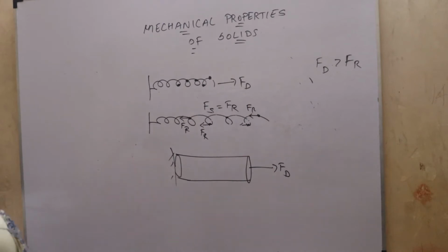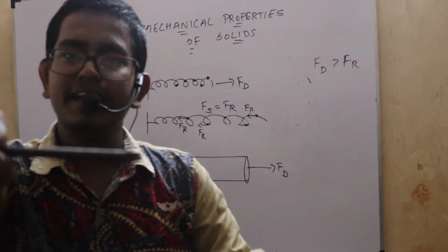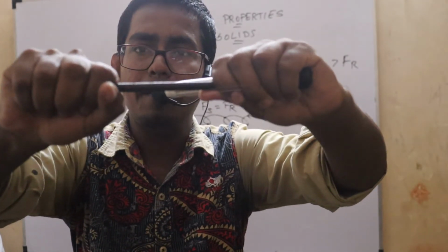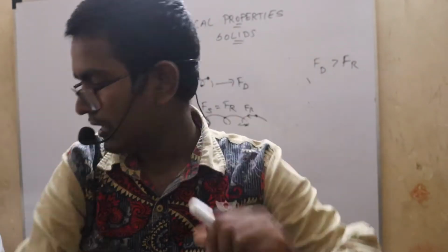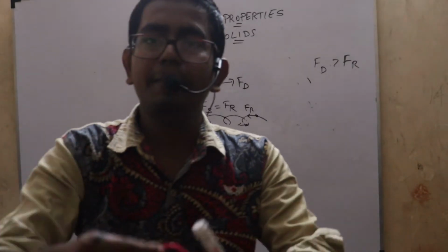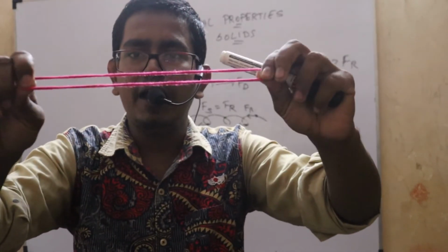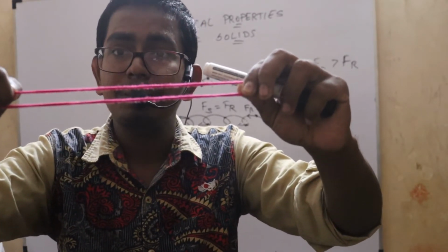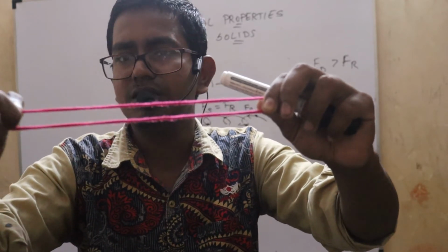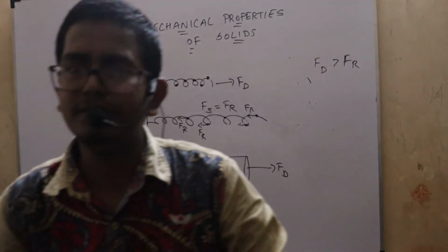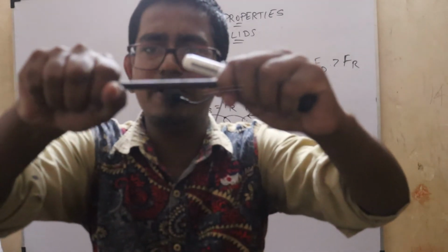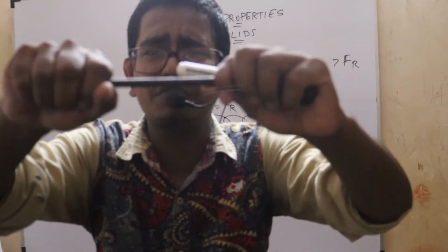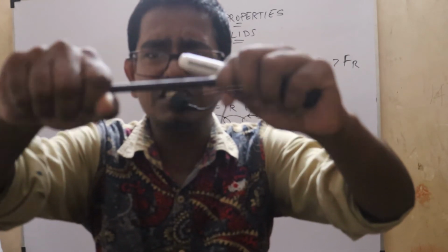For example, you can see this. It's a rod. I am trying to pull this rod, but it is not getting deformed. As you can see with this rubber, I am trying to deform it, and you can see the elongation in the rubber. There is a change in the size of the rubber. The size of the rubber has now increased. But in the rod, I'm trying to pull the rod, but there is no change in the size or the shape of this rod.